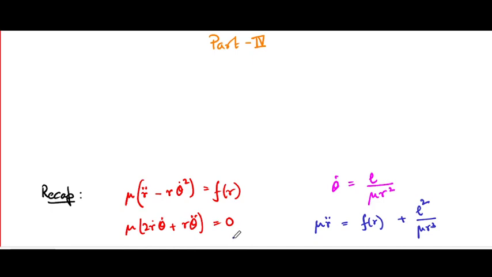The second of these equations could be immediately integrated to give us theta dot times r squared as a constant. And since that constant happens to be the magnitude of the angular momentum over mu, we could just write down theta dot as L over mu r squared.